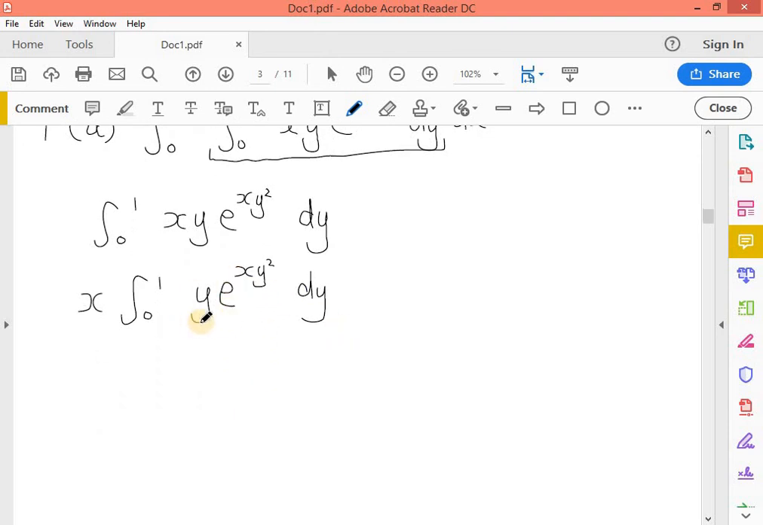So now, for this question, you have to use one of the rules of integration. That is the substitution. Okay? Substitution. You have to use the rule of substitution.